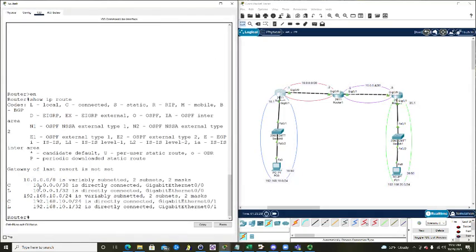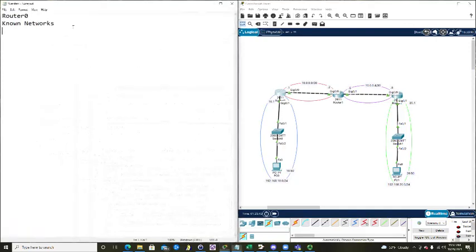So we can see from the routing table, it knows about this 10.0.0.0/30 network and the 192.168.10.0/24 network, because it has a physical cable touching both of those networks. So in this case, the networks that it knows are just that. It knows about these two networks.